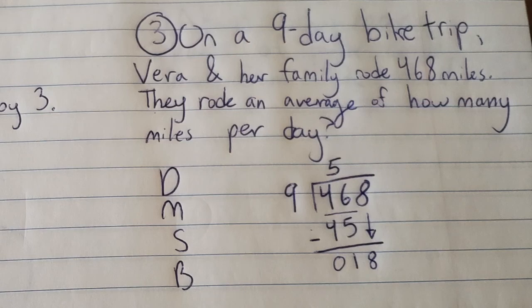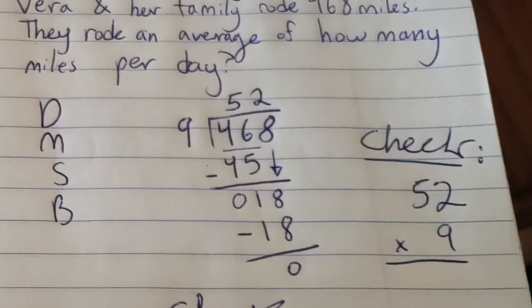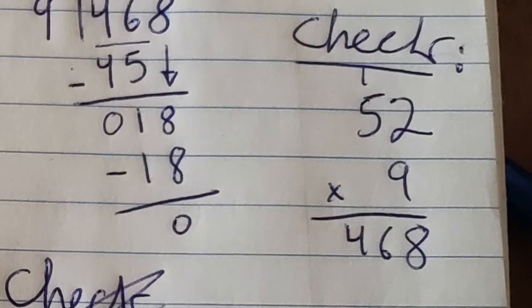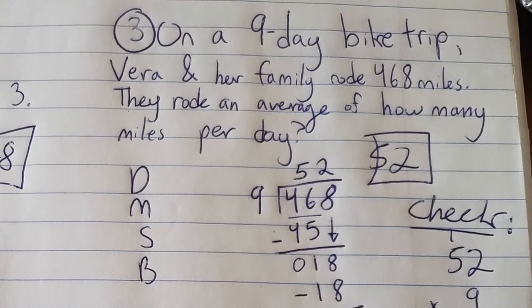Start all over again. 18 divided by 9 is 2. 2 times 9 is 18. Subtract 18 from 18, and you get 0, and there's nothing to bring down. So we go on to checking. We're going to take our assumed quotient, 52. We're going to multiply it by our divisor, 9, and make sure that we get to the dividend, 468. We do. So 52 is indeed our quotient. And I made a mistake. I didn't put the label. I'm so sorry, children. I failed you.